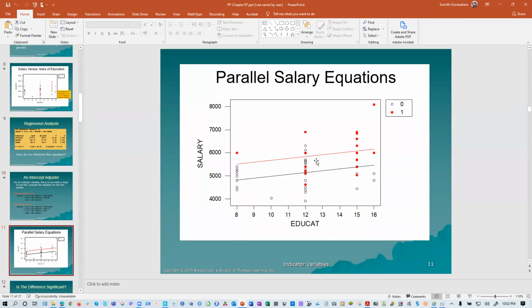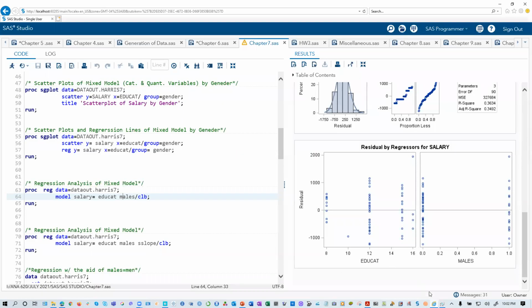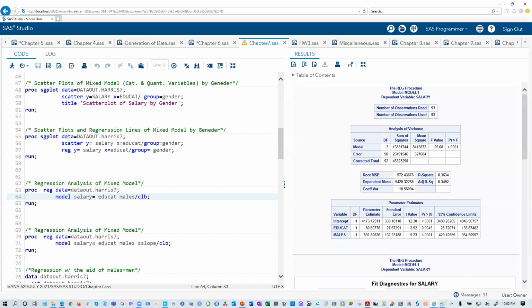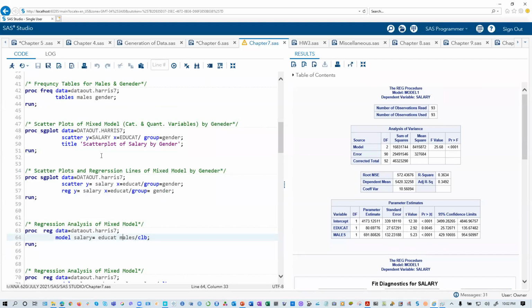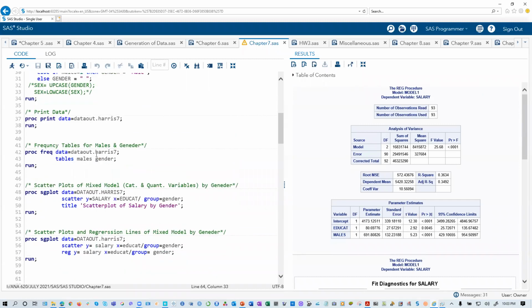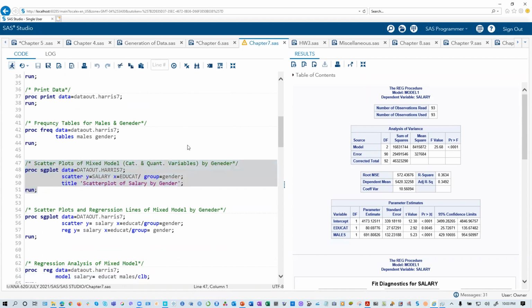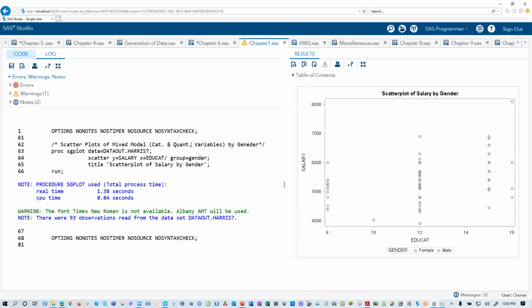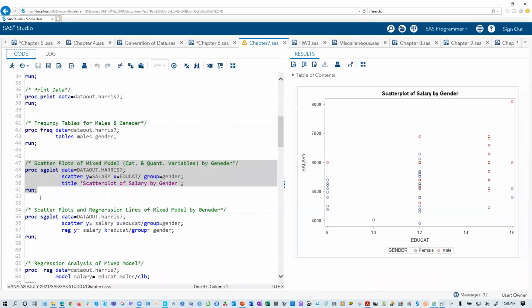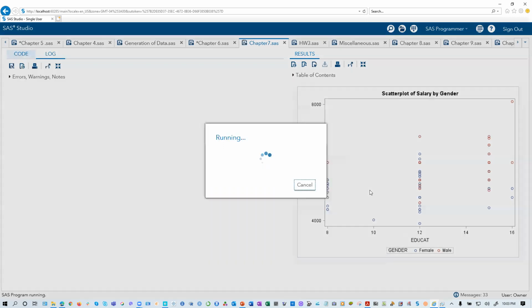But on our one, we don't get that for a certain reason, because there's an interaction term. When we were running that one, you saw that. Here we're going to say scatter plots of a mixed model. That means categorical and quantitative vary by gender. If you run this one, that's a scatter plot. Sorry, we can go to the next one with the regression line.